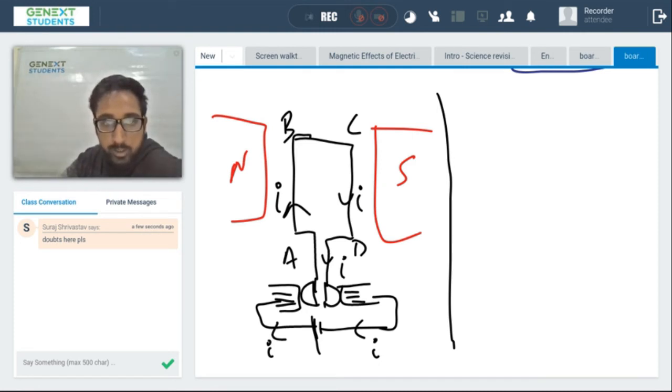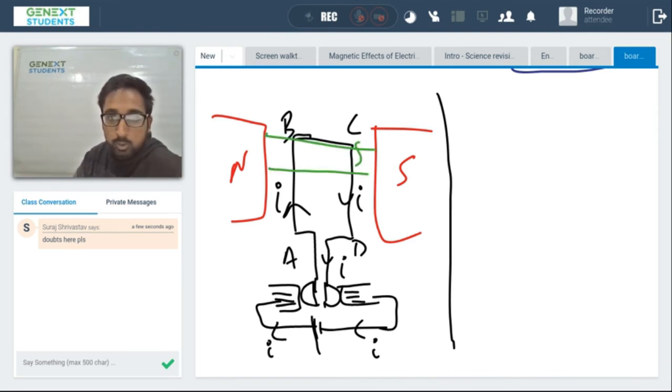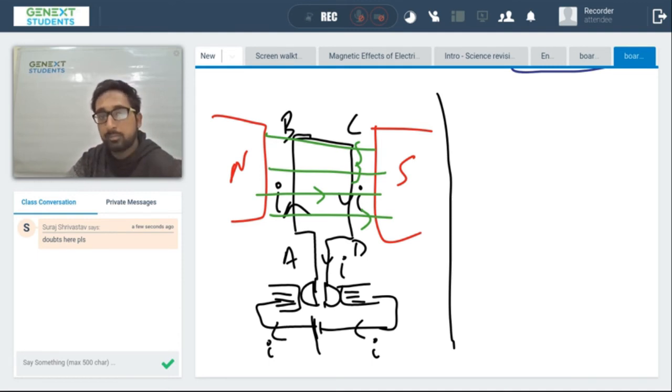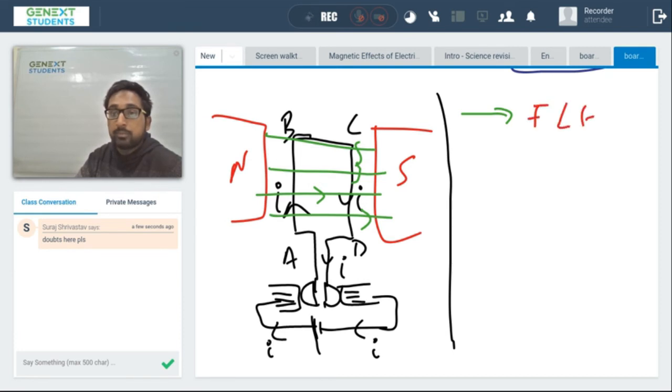So you see the magnetic field over here. Let's say the magnetic field is like this. The direction outside is the magnetic field direction from north to south. This is the direction of magnetic field. So use your left hand. I am using a formula. What formula do I use? Fleming's left hand rule. Remember?